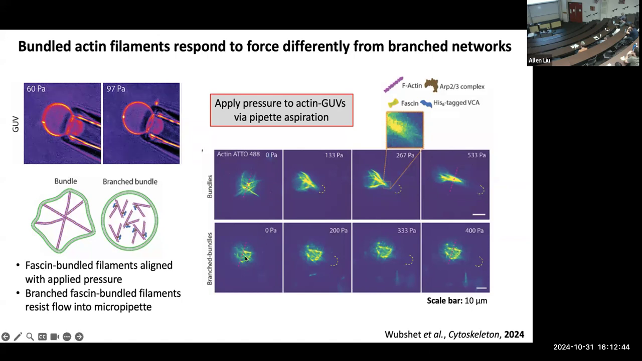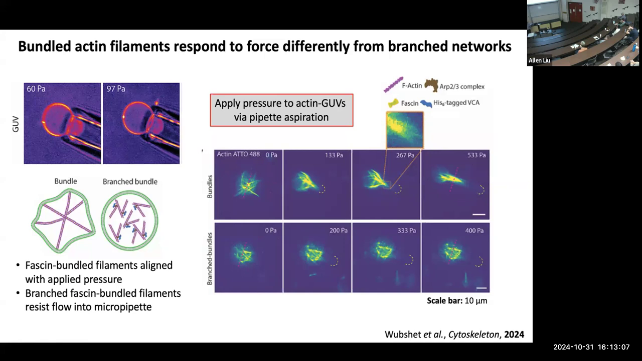Now, if you have branch bundles, because they're cross-linked together, they're actually much more resistant to the applied forces, right? So these bundled filaments, or bundled branches, barely move or barely reshape under this applied load, and again, that makes a lot of physical sense, right? So they're not able to move.